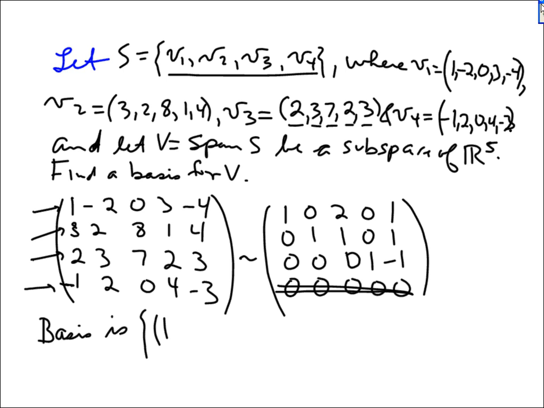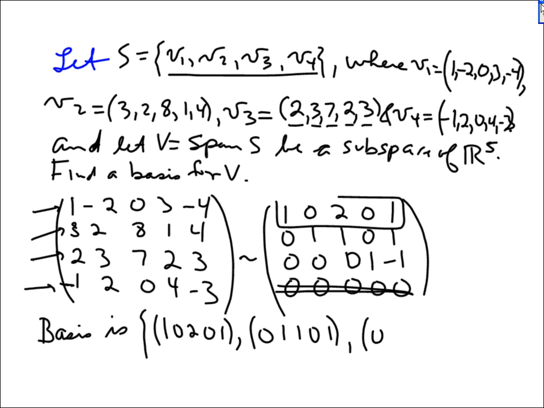The vector is 1, 0, 2, 0, 1. It's this vector and the next vector. That was the next vector, and then the third and last vector. If you haven't caught it yet, what reducing a matrix does is get rid of the dependent vectors.